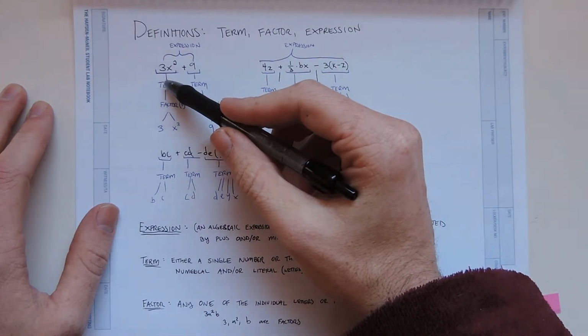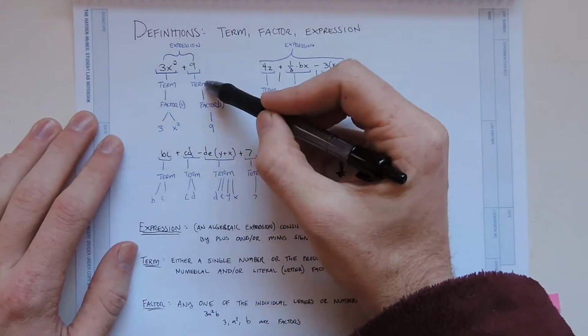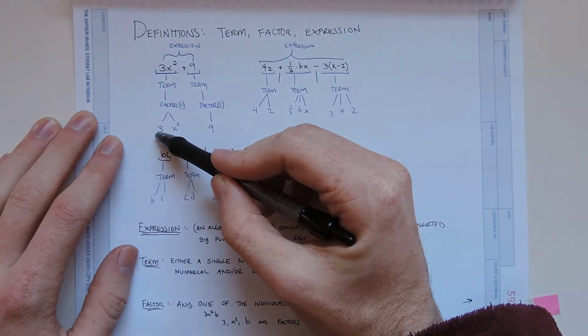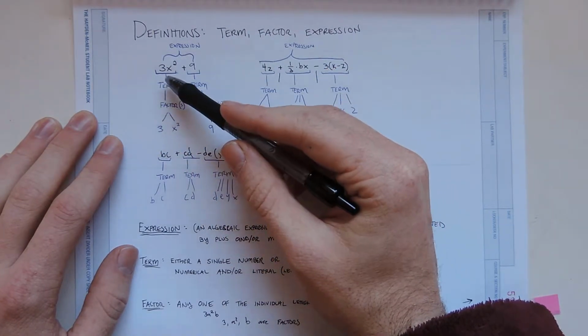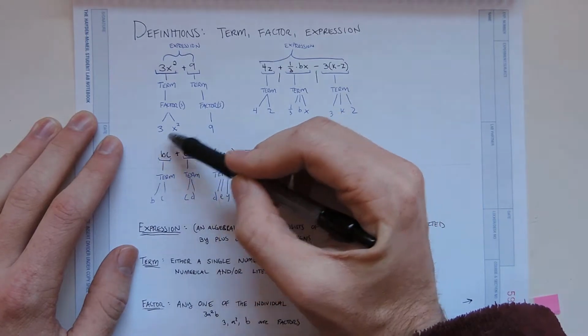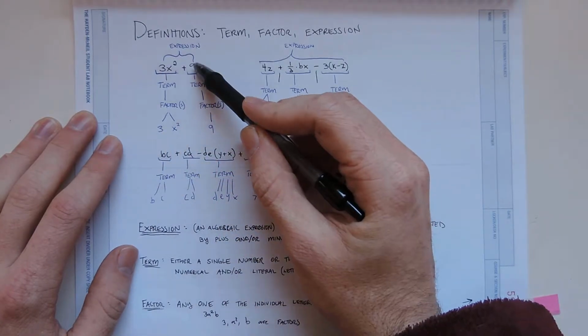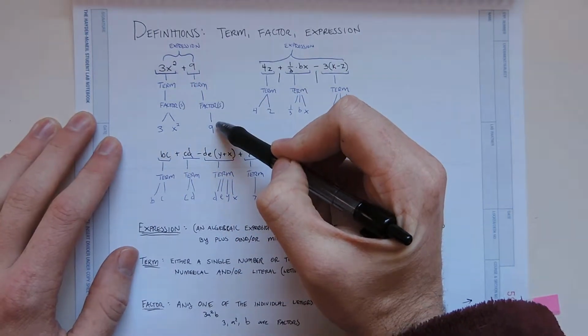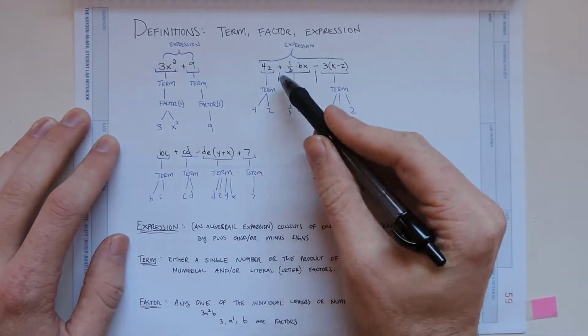And to break it down even more, these two terms are made up of factors. So the factors of the first term are going to be 3 and x squared. The factors of the second term are just going to be 9. So let's look at this expression.